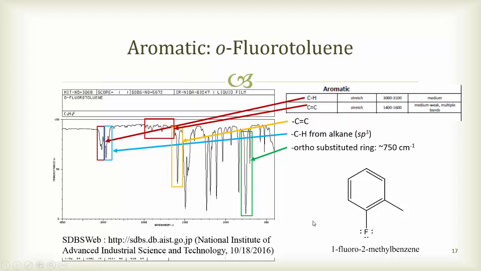So again, because it's the fingerprint region, it can be kind of difficult to nail down which substitution pattern you're dealing with. And I wouldn't rely on it to determine if your ring is mono, ortho, meta, or para-substituted. You will need to look at other types of spectroscopy to nail down the substitution pattern for sure. But it is a good way to get an idea as to what the substitution pattern actually is.